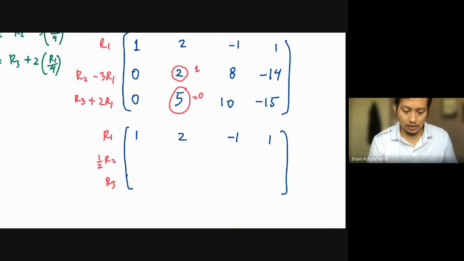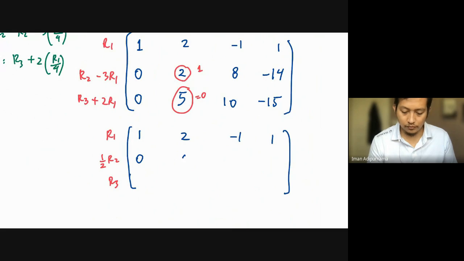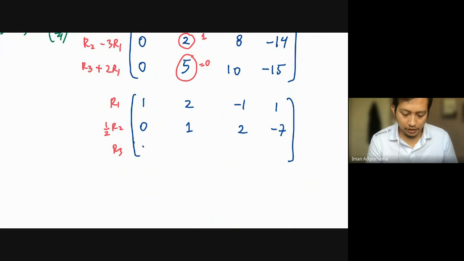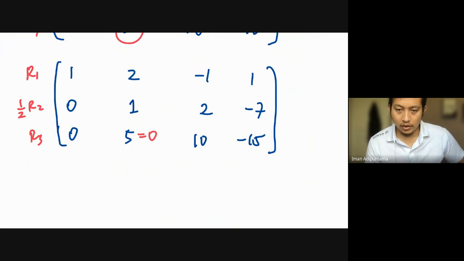So this will be 0, 1, 2, and negative. Let me just write here one by one. Okay. And taking some time to make it is 5, 0. So what we are going to do is we are going to subtract, right? We are going to subtract with this R2.